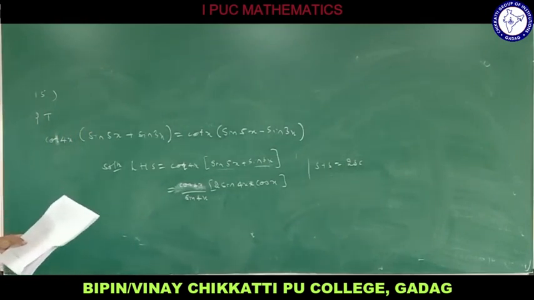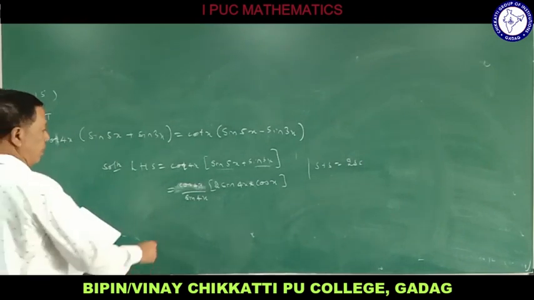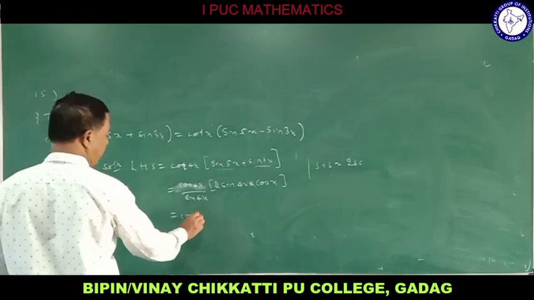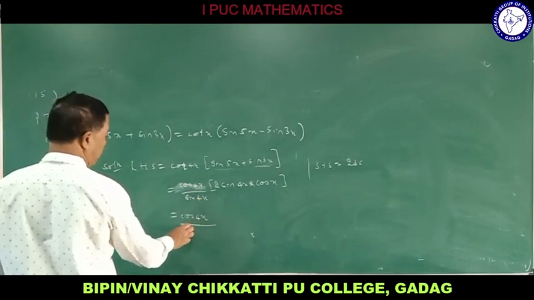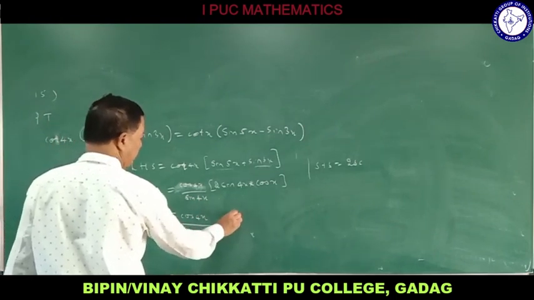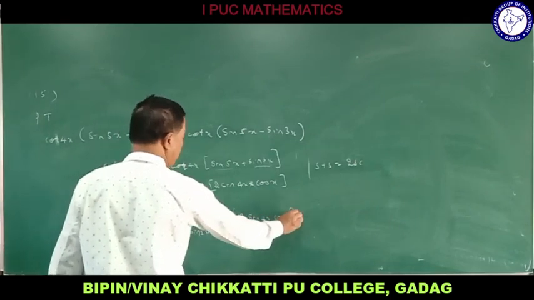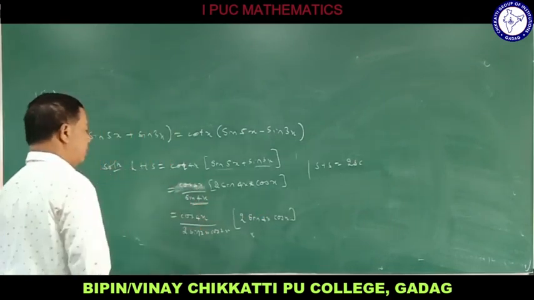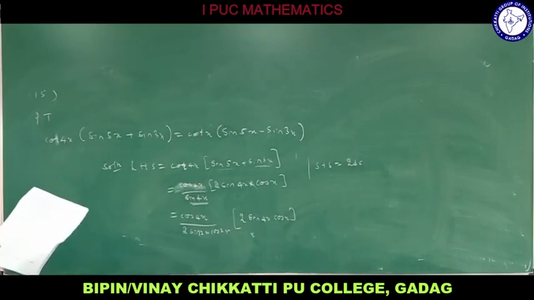Now you see 2 sin 4x and cos x. Instead of cancelling, better you go for cos 4x, because sin 4x is sin of 2 into 2x, which means 2 sin 2x cos 2x. This is 2 sin 4x and cos x. See what is important here: sin 4x can be written as sin of 2 into 2x, and sin 2x is 2 sin x cos x, so sin 4x is 2 sin 2x cos 2x, which can be written here.